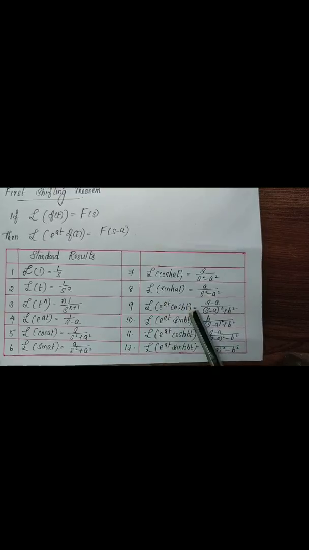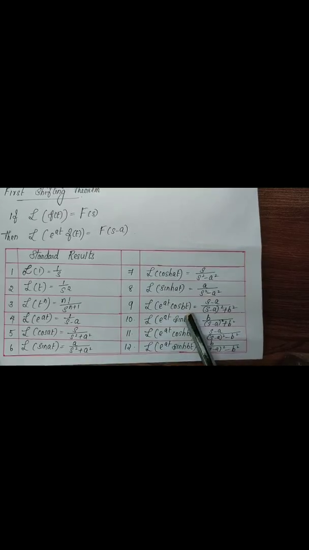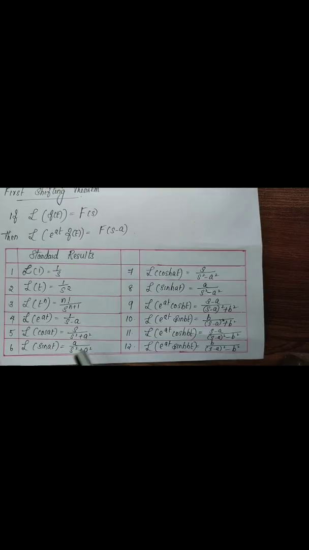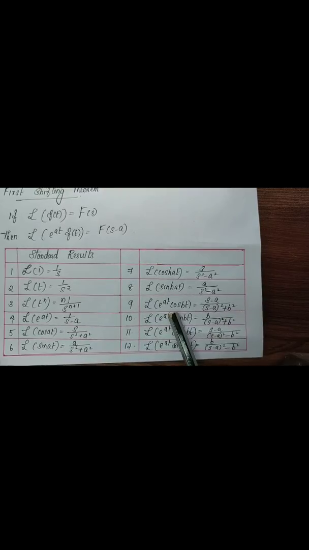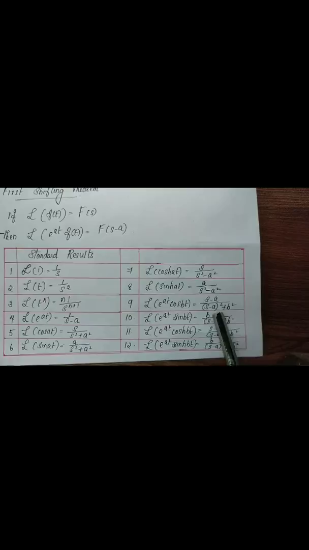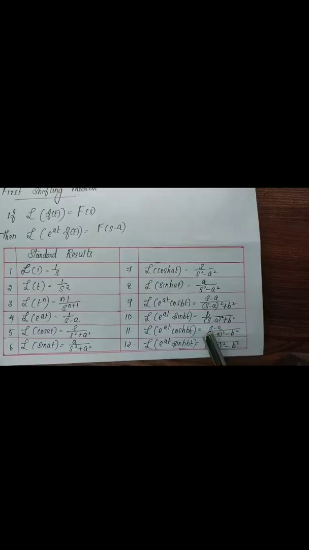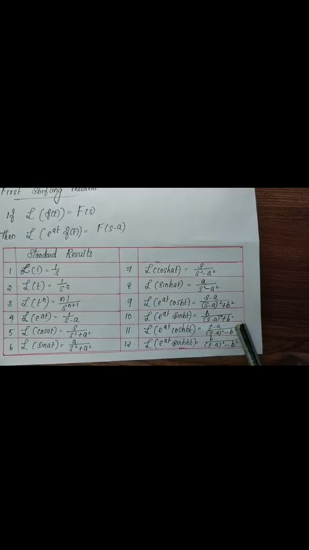By using the first shifting theorem, multiplying with the e raised to at into cos bt. Laplace transform of cos bt is, by using this result, s by s square plus b square. So when multiplying with e raised to at, s is replaced by s minus a, and it is s minus a by s minus a the whole square plus b square. And similarly, Laplace transform of e raised to at into sin bt equal to b divided by s minus a the whole square plus b square.